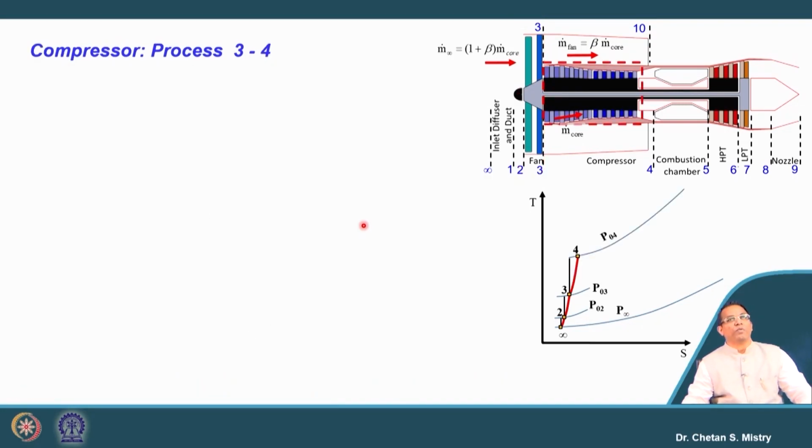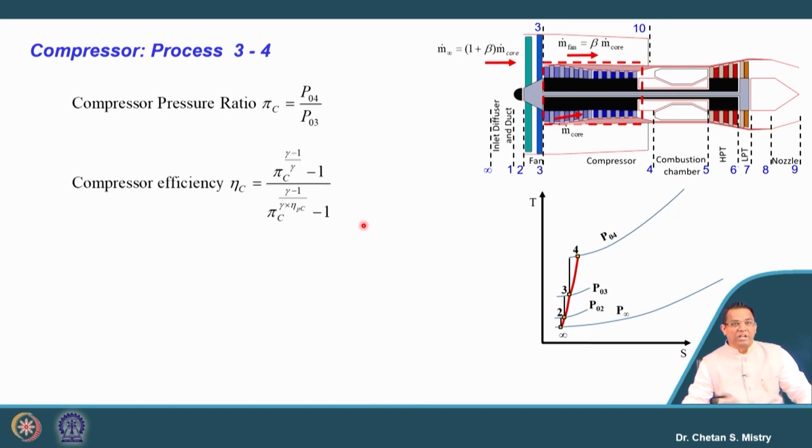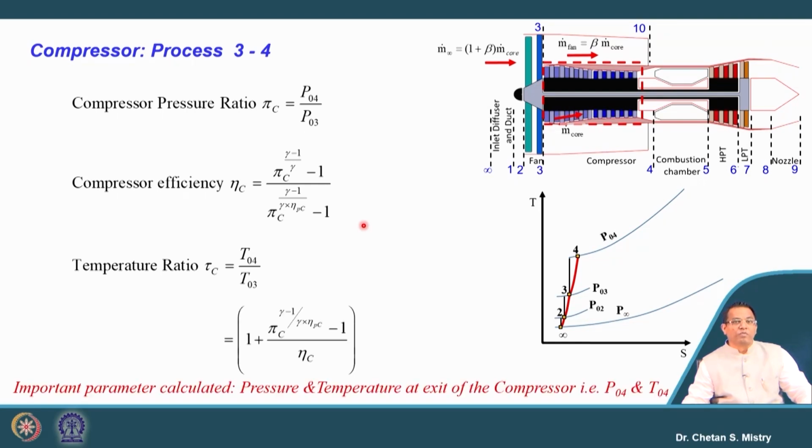Now, the next component we have is our compressor. This compression process we are representing between 3 to 4. Be careful, here we do not have an LP compressor or HP compressor, it is straightaway a compressor. So, this compressor pressure ratio we can write down as P04 by P03. We know our compressor efficiency. Based on that we will calculate the exit pressure and exit temperature from this compressor.